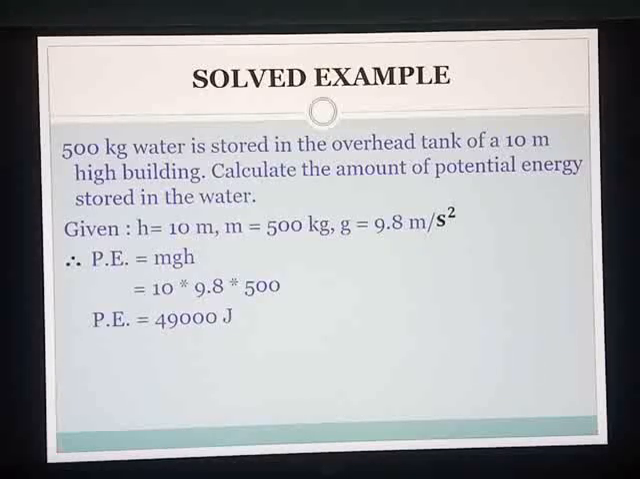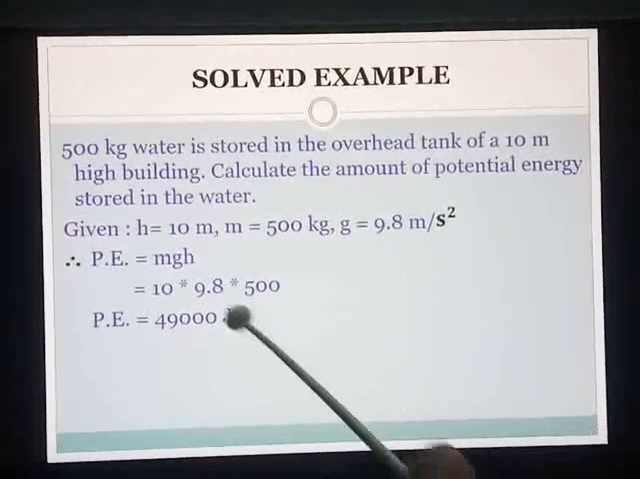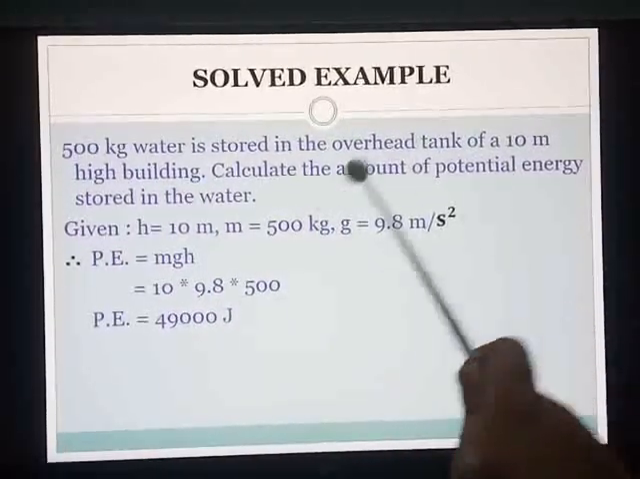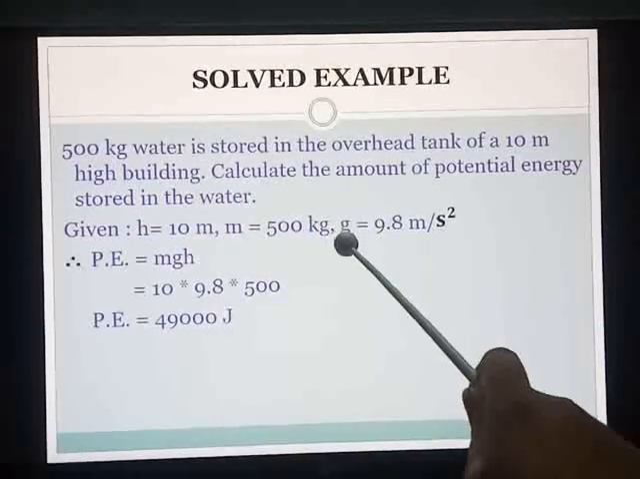So the height of the building is given as 10 meters. Calculate the amount of potential energy stored in the water. Now due to the height, the object is having potential energy. So what is the height? H is 10 meters. Mass is given as 500 kg.